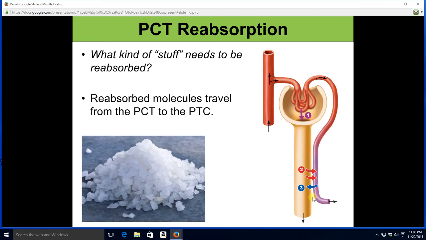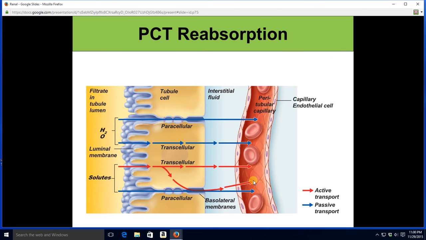Speaking of reabsorption, we got to talk about reabsorption in the PCT. In the PCT, generally, quote unquote, good stuff needs to be reabsorbed. And by good stuff, we mean water, nutrients, vitamins, electrolytes. Reabsorbed molecules are going to take route 2 right here, boom, boom, from the proximal convoluted tubule to the peritubular capillary. And one of the most important things we are going to reabsorb is sodium chloride. You'll see why.